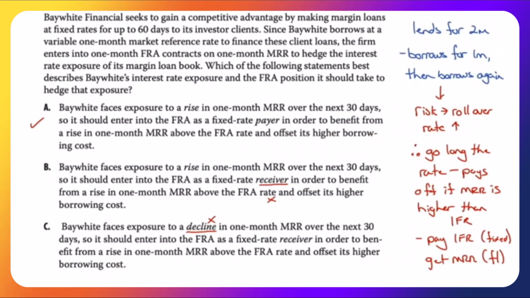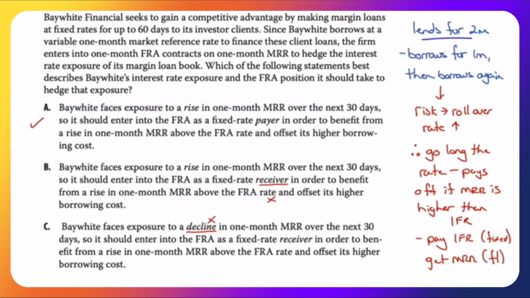Bay White Financial seeks to gain a competitive advantage by making margin loans at fixed rates for up to 60 days to its investor clients. Since Bay White borrows at a variable 1-month market reference rate to finance these client loans, the firm enters into a 1-month FRA contract on 1-month MRR to hedge the interest rate exposure of its margin loan book. Which of the following statements best describes Bay White's interest rate exposure and the FRA position it should take to hedge that position? Well, what's it doing?